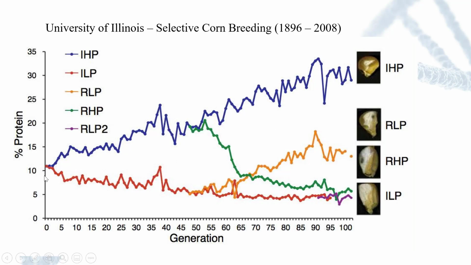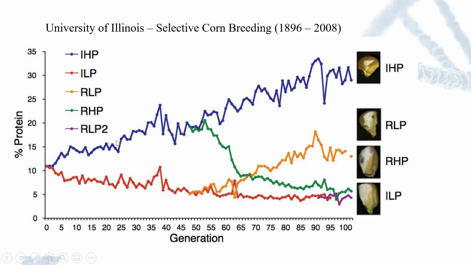They started right here when it was maybe 11% protein, right? And then from that, they started breeding two different lines. They bred a line to have a high protein percentage, and they bred a line for a low protein percentage. And you see, as they went through successive generations, you could see the result. That high protein that they were breeding, it increased.